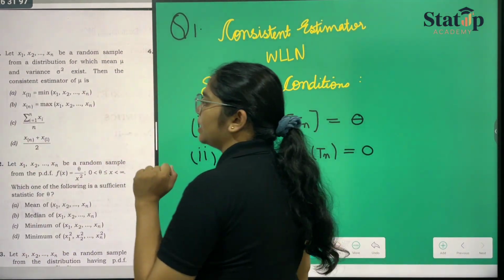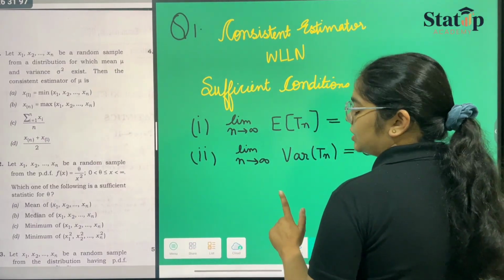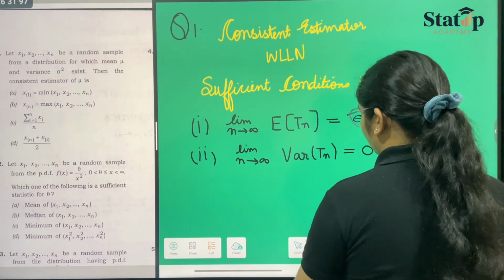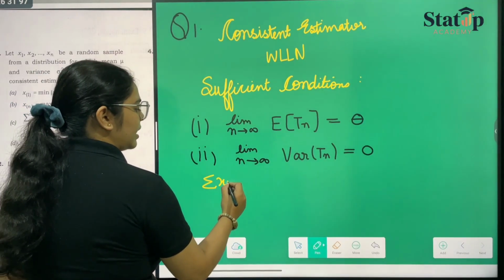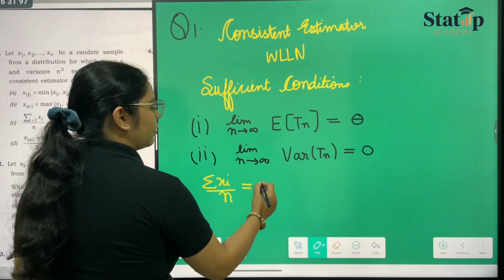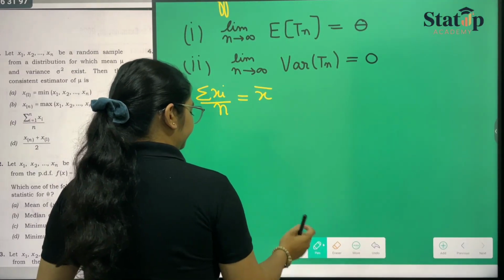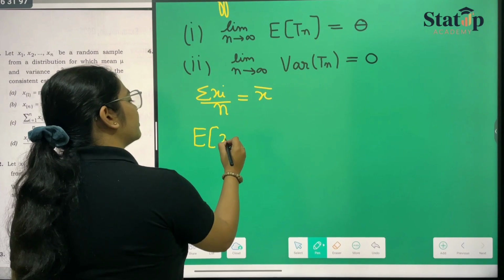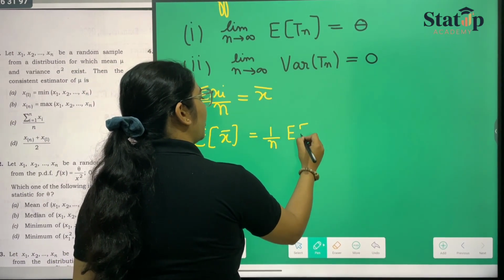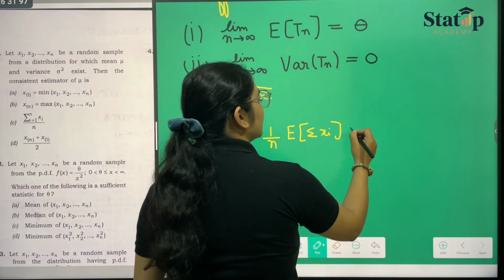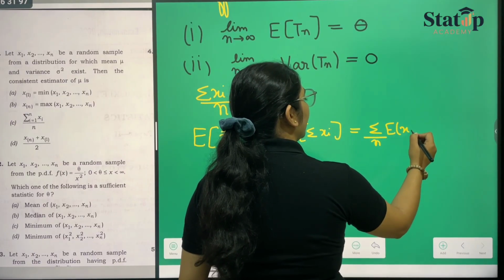So first of all, x1 and x2 do not satisfy this, and even xn plus x1 upon 2 do not satisfy this. So let us check for summation xi upon n, let us check for x bar. If we are checking for x bar, the first condition is expectation of x bar, which will be equal to 1 upon n expectation of summation xi. Now summation we can take outside, upon n expectation of xi.